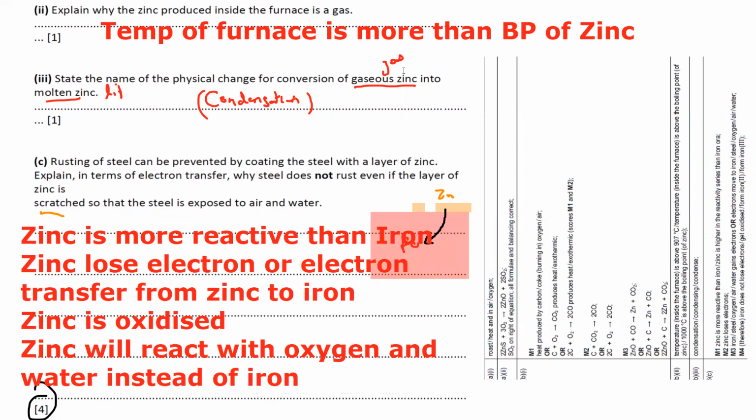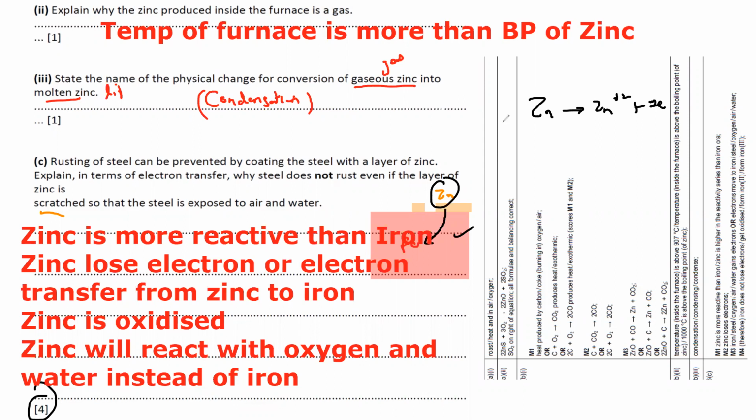So these are the points which you should include. Number one, zinc is more reactive than iron. As we know from the reactivity series, zinc is higher in reactivity. If an element is higher in reactivity, it can lose electrons easily, because it is more reactive. So a more reactive metal can lose electrons easily.